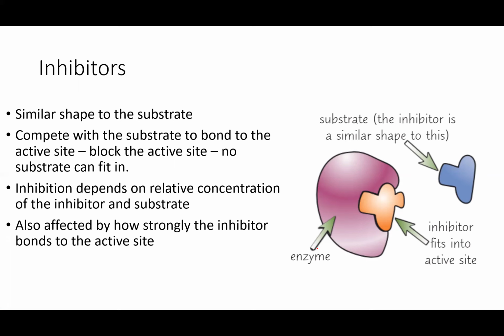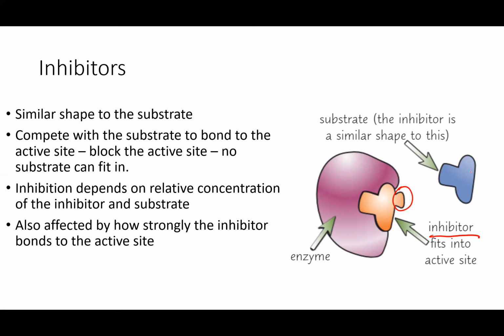As you can see here, this inhibitor is a very similar shape to the substrate, but we've got this extra bit there. This extra bit doesn't actually affect it fitting into the active site. It fits into the active site, it blocks it, and that means the substrate now can't fit into the enzyme.